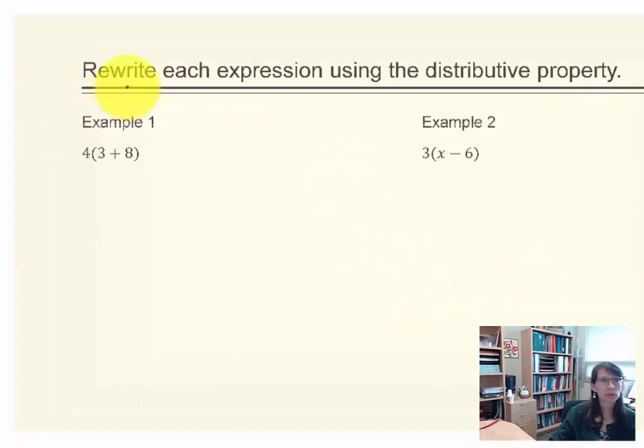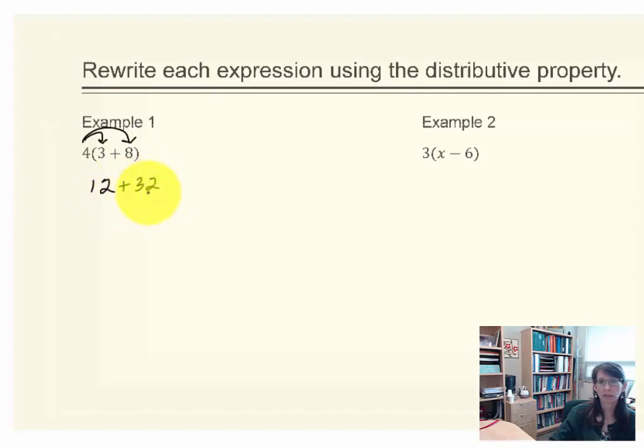Next, we're going to rewrite each expression using the distributive property. Example 1 has 4 times the quantity of 3 plus 8. Using the distributive property, that means 4 would be multiplied by 3, which would give us 12, and then 4 is distributed to the positive 8. 4 times positive 8 would be positive 32.